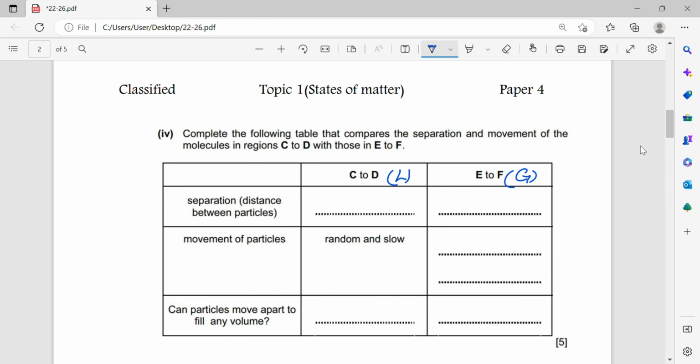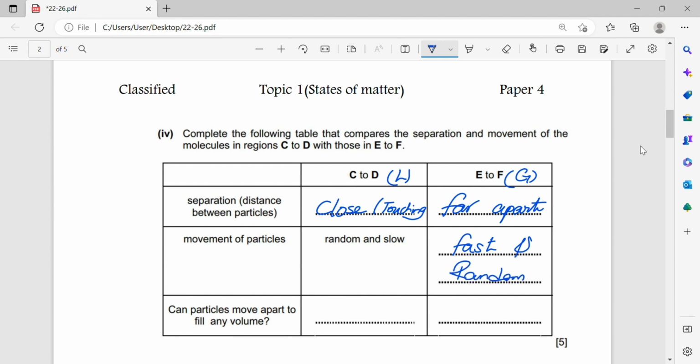The separation or the distance between the particles. What about the separation regarding the liquid particles? They are close to each other, or you can say touching each other. What about the gases? The gases are far apart from each other. The movement of particles, here random and slow. Regarding the gases, it is fast and random.